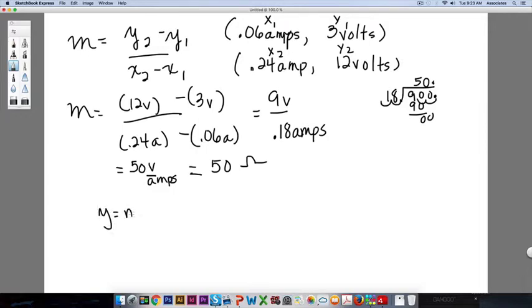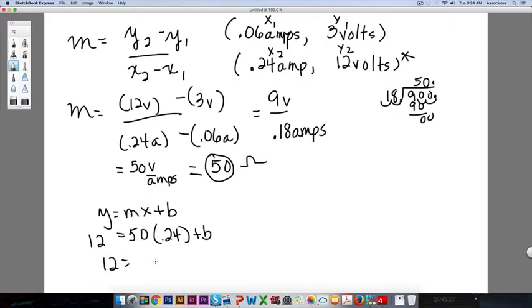Remember, the equation of a line is y equals mx plus b. All right, the slope, this is what we just found, is 50. And I can pick either point. I think I'm going to pick this point just because it looks pretty. All right, x is 0.24, and then y is 12. So 12 equals 50 times 0.24, which is 12. Subtract 12 from both sides, so I get b equals 0.